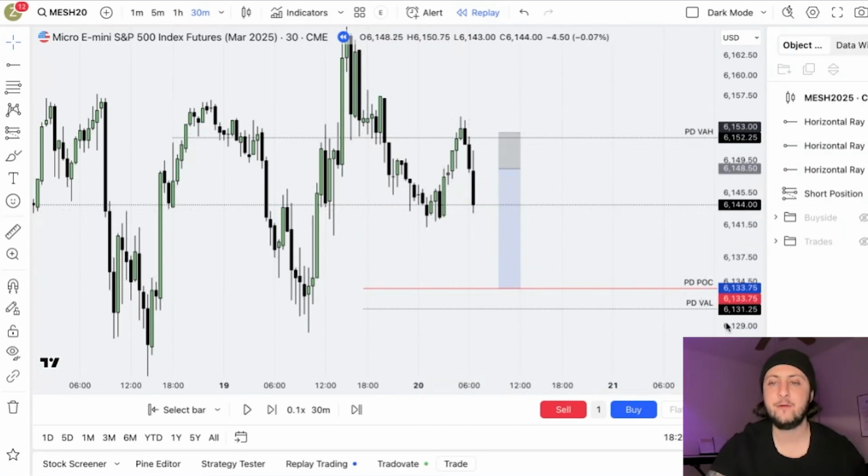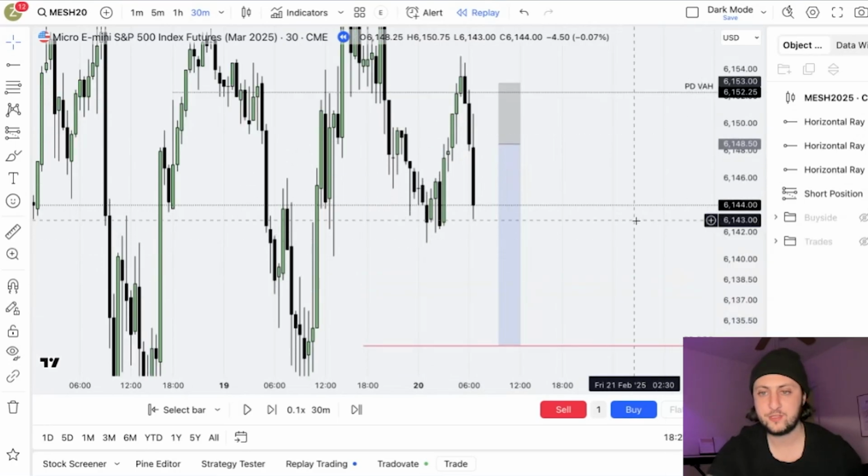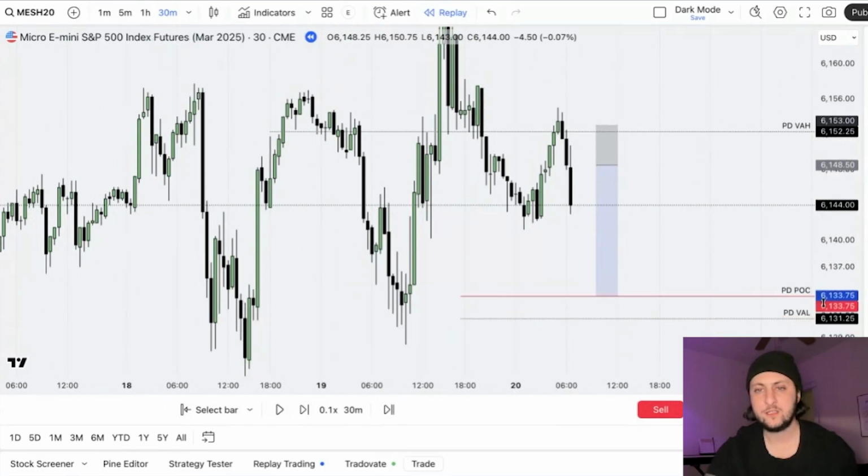So now that we have our narrative in place, I know I want to trade to the previous day's point of control for the 80% setup. That's what I call it, the 80% play. I know I want to look for shorts.